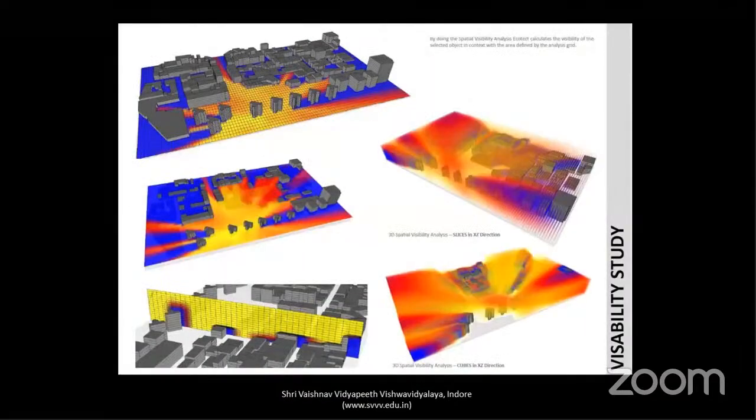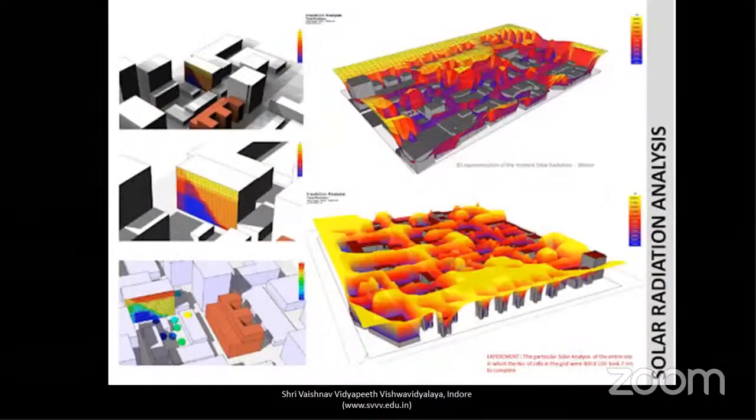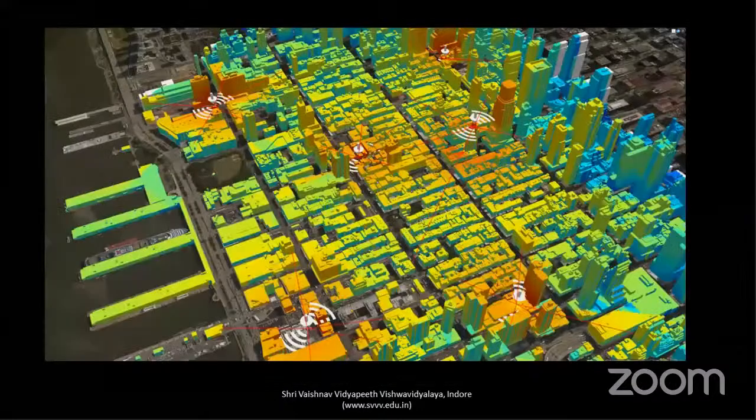Okay, so they take an analysis grid on this, and then they calculate what are the factors they want to calculate. So these are some radiation analysis. I'm so sorry that the picture is not clear. Again, radiation analysis, and on the city level planning.